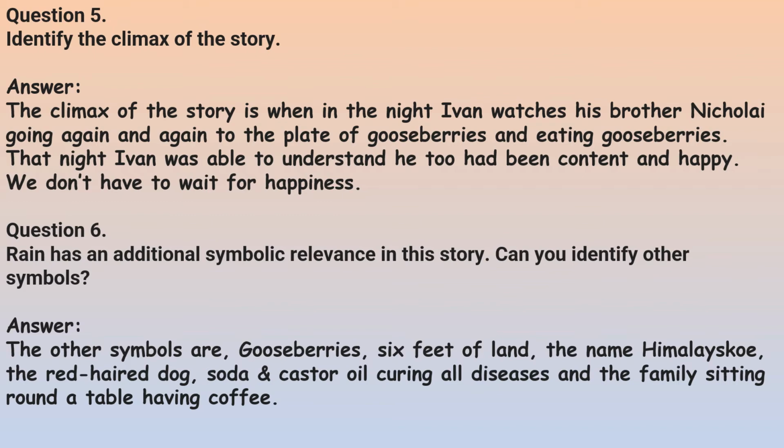Rain has an additional symbolic significance in this story. Rain can also be considered as one of the characters in the story. Can you identify other symbols? The other symbols are gooseberries, six feet of land, the name Himalayoski, the red-haired dog, soda and castor oil curing all diseases, and the family sitting round a table having coffee.